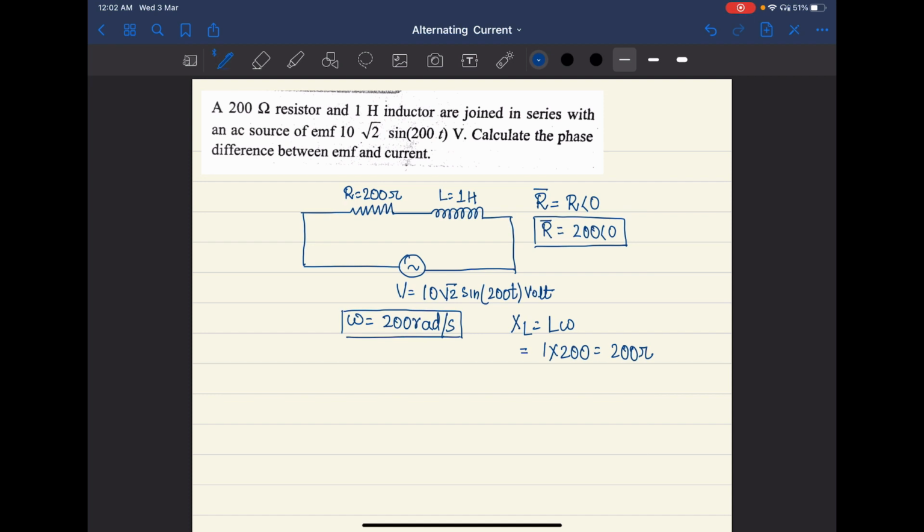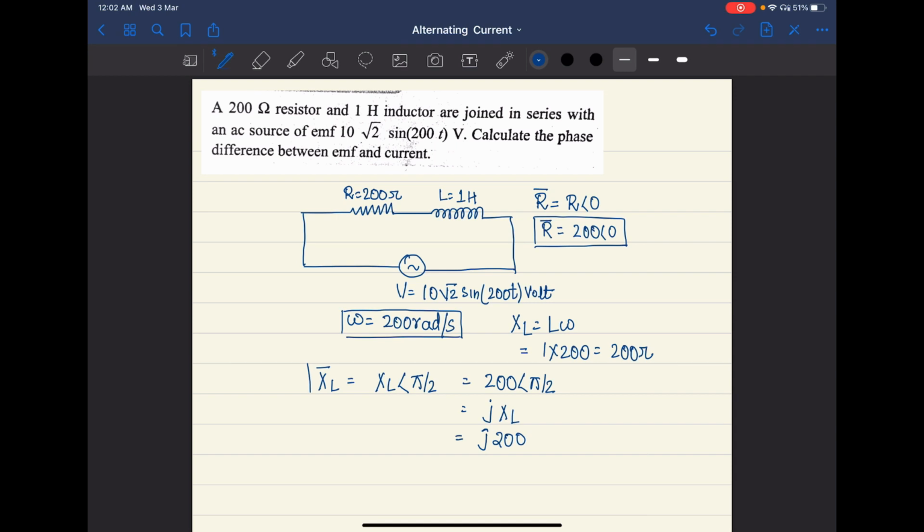Now we can calculate the XL phasor. XL phasor can be written as XL angle pi by 2. This is how we write it: XL is equal to 200 angle pi by 2, and this can also be written in this form, j cap into XL, so j cap into 200.